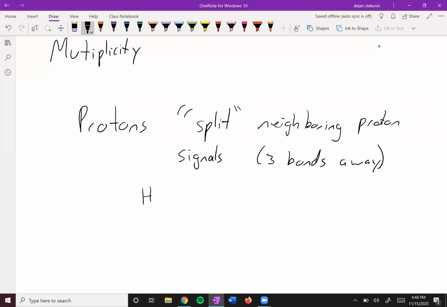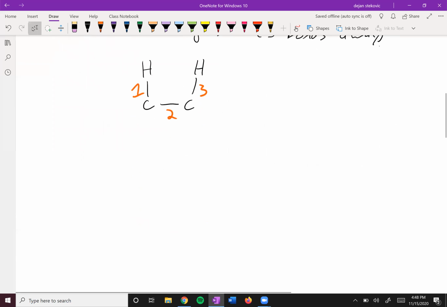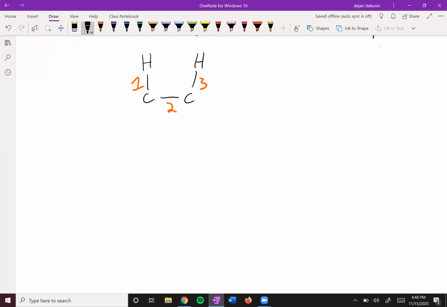So if you have a hydrogen that's on a carbon, that's on another carbon that has a hydrogen, right? If we think about the number of bonds away, that's 1, 2, 3 bonds away. And so these two will couple with one another and they will split their peaks. And so let's take a look at how this works.